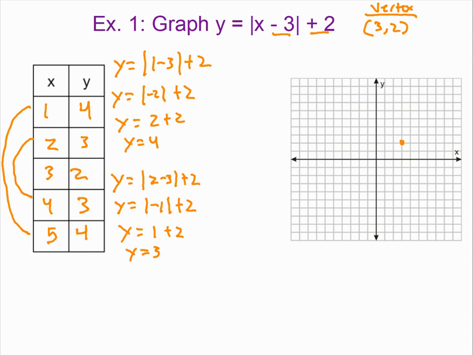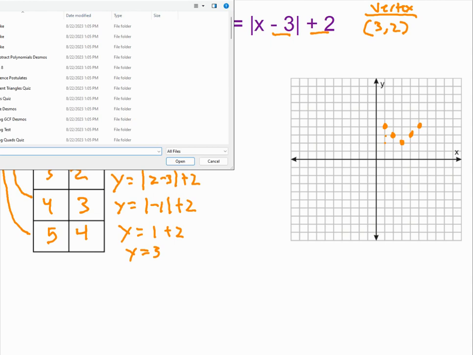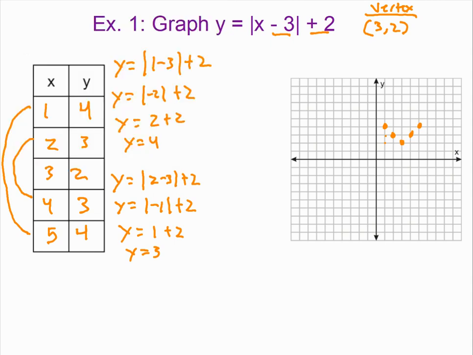So now that I have my 5 points, I can go ahead and finish my graph by just plotting my points. So (1, 4) is right here. (2, 3) is right here. (4, 3), and (5, 4). And then I'm just going to go ahead and draw in my lines. Okay, I'm doing the best I can to make straight lines. Boom, boom. And there is my absolute value equation as a graph.